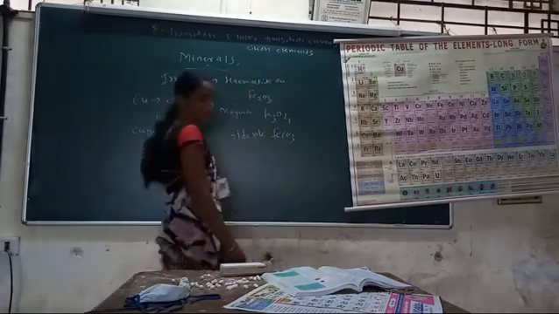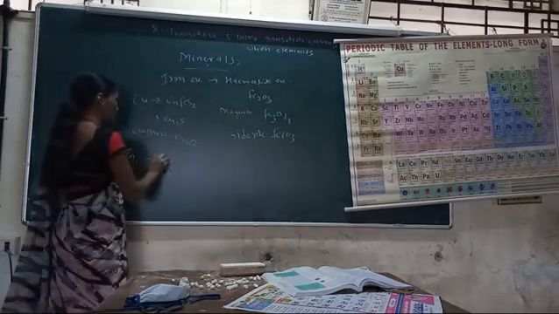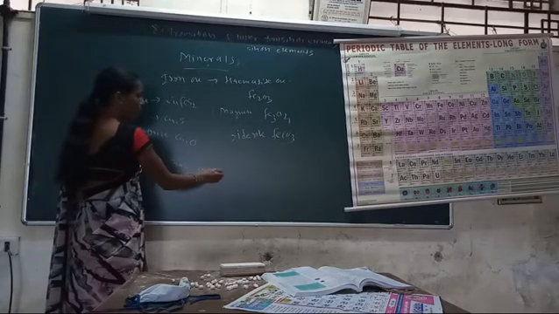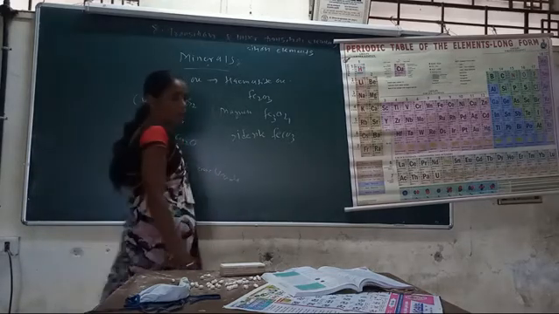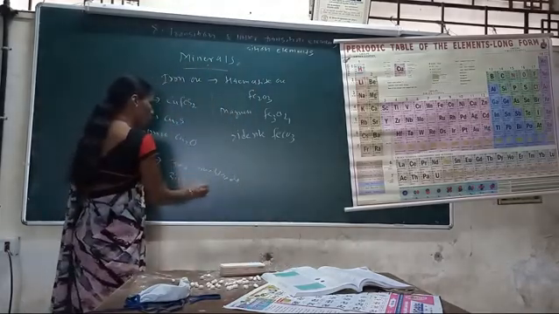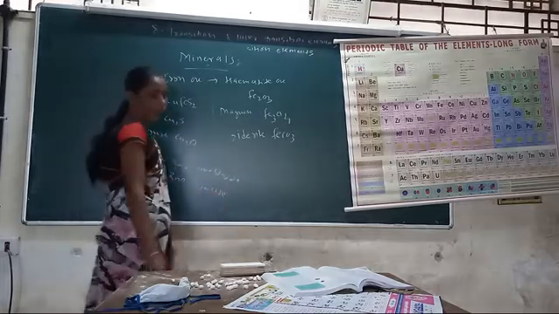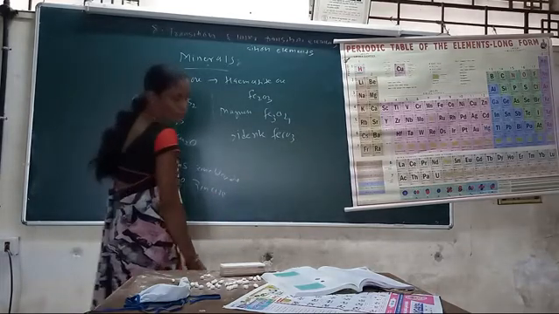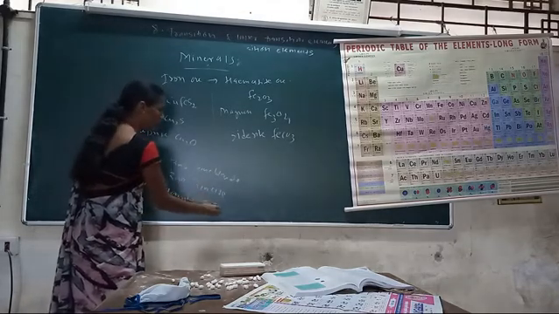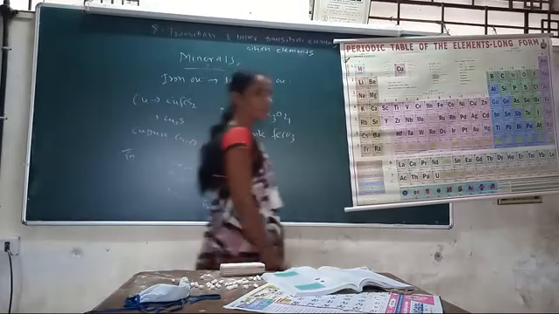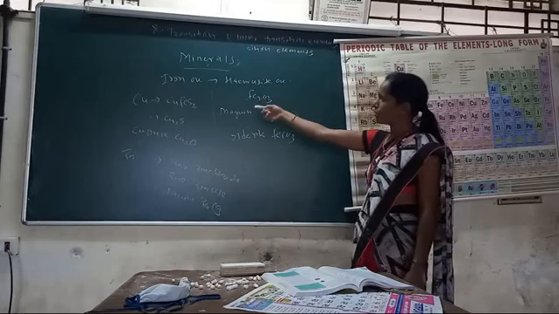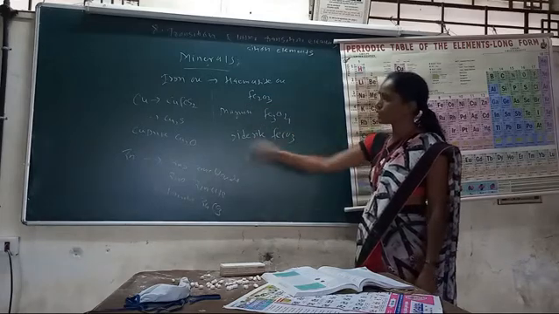Then zinc ore. Zinc blende, ZnS; zincite, ZnO; and last is calamine, ZnCO3. These are the examples of iron ore, copper ore, and zinc ores.